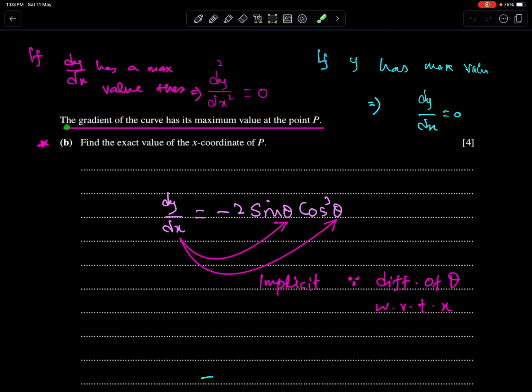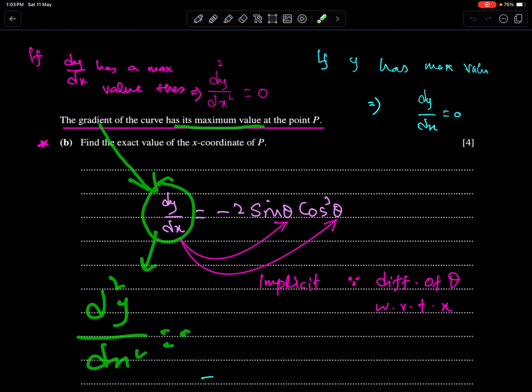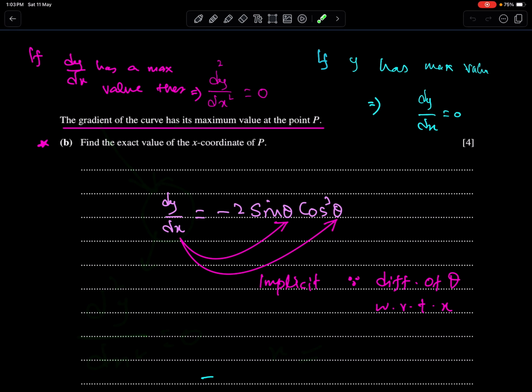Read this again. The gradient means dy upon dx has its maximum value, means differentiate this and then equate this to 0 to get x. What if the question was given that y has maximum value? Then you have to differentiate y, get dy upon dx, equate dy upon dx to 0 and then get x. But here the question is gradient, meaning dy upon dx. This is important.